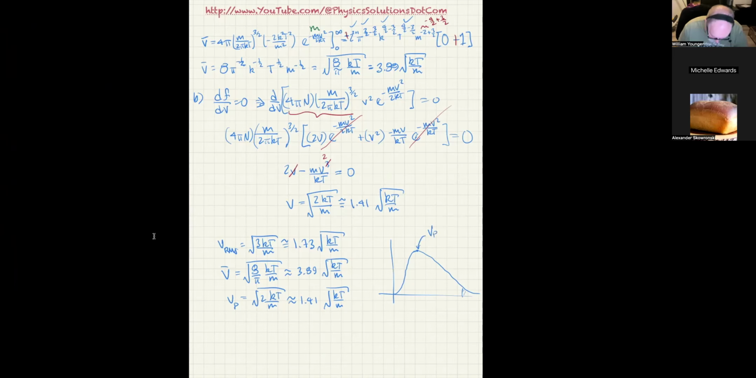That's V most probable, which is about 1.41. The V average is about 3.89, so that's much bigger, and that would be roughly here. That's V bar. And then the V root mean square is right in between the two, like that. And that is a plot of velocity versus temperature.